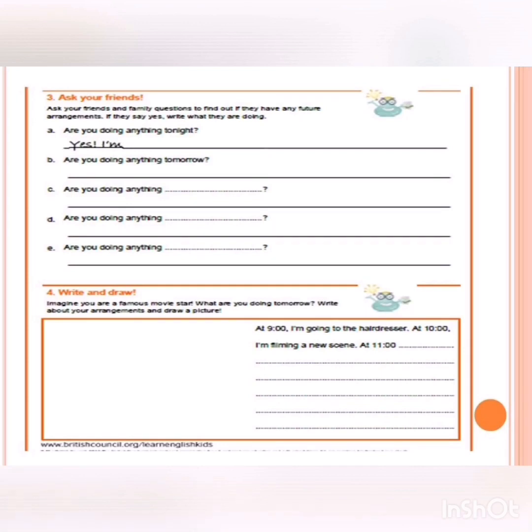Ask your friend or family questions to find out if they have any future arrangements. If they say yes, what they are going to do. In exercise 4, you should write and draw. Imagine you are a famous movie star. What are you doing tomorrow? Write about your arrangements and draw a picture.